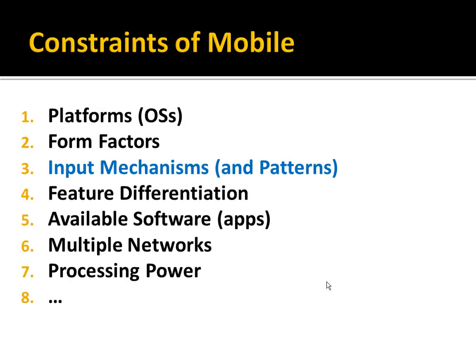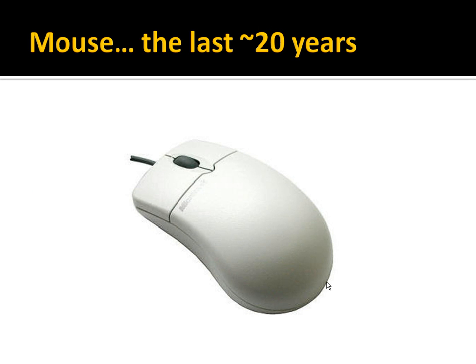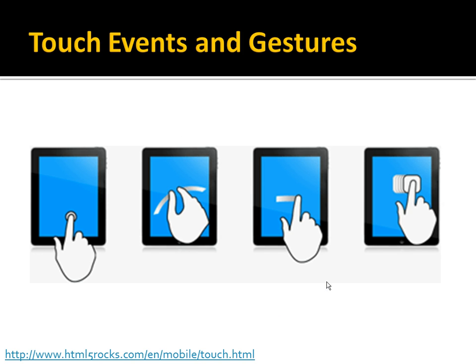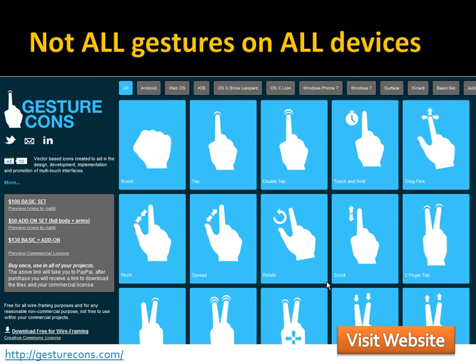Now, when it comes to input mechanisms, this is another thing which is very different on mobile devices. For years and years, we have had the mouse, which was how we'd interact with the computer. Now we're using touch events and gestures, which means that we have to be able to click on what we want, and then we'll do swiping and pinching and zooming and all sorts of stuff, and a lot of drag type things, which we don't get on regular computers. To find out more about gestures and different devices that use them, you can go to this website, gesturecons.com, that shows different gestures across lots of different types of devices and how they're implemented.